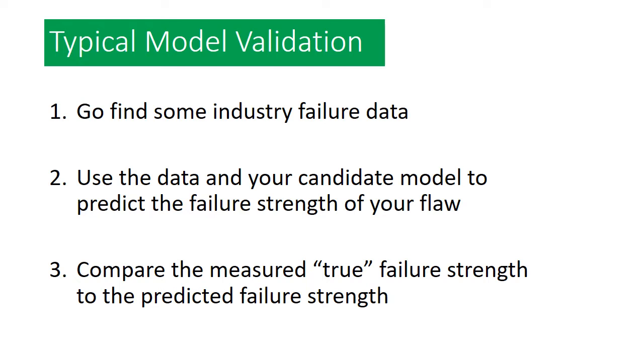Either way works. Now what you would do is you would take that data and you would take the candidate model, in this case the NG18 equation, and you would use that model to predict the failure strength of your corrosion flaw. Simple mathematical exercise. And then what you would do is you would compare the measured, the true failure strength, to the predicted failure strength. And if your model is inherently correct, those numbers should match up pretty well. So let's do that.